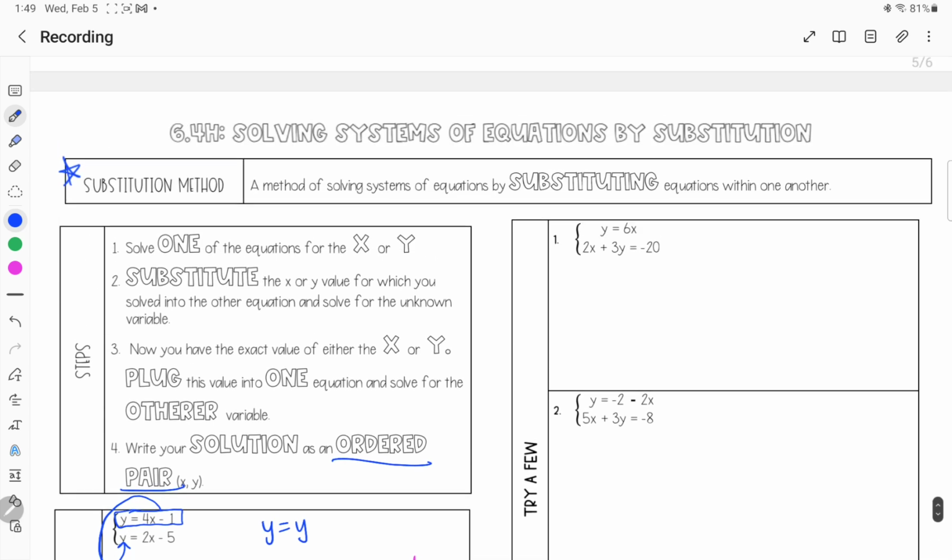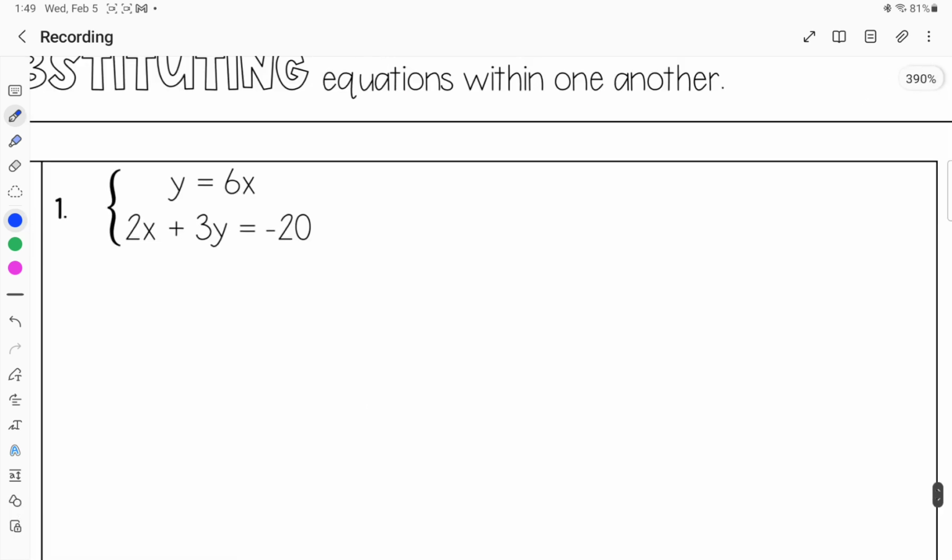All right, let's try another one. So I start. You'll notice that this says y equals 6x. So I know that anywhere I see a y, we're so used to it just being y equals 2, or y equals 4, or y equals 8, or negative 6. But this is telling me that y is the same as 6x. They are balanced. So anywhere I see a y, I'm going to replace it with this 6x.